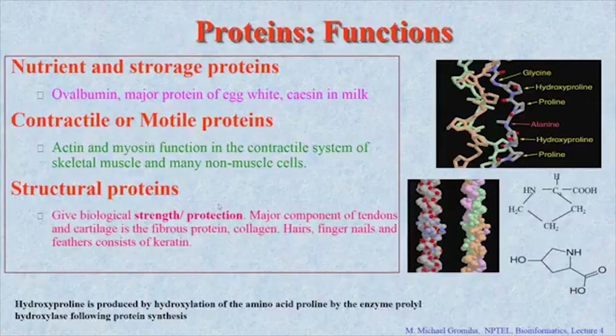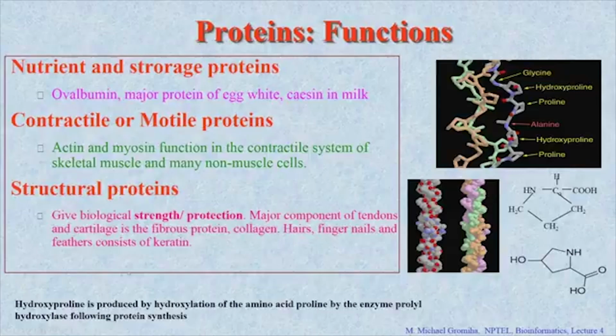Then there are different types of structurally important proteins, right, called contractile proteins or motile proteins, right. For example, actin or myosin, they function in the contractile system of the skeletal muscle, right. Then structural proteins, right, which give strength and protection. For example, keratin, right, and the fibrous protein, also collagen, right.